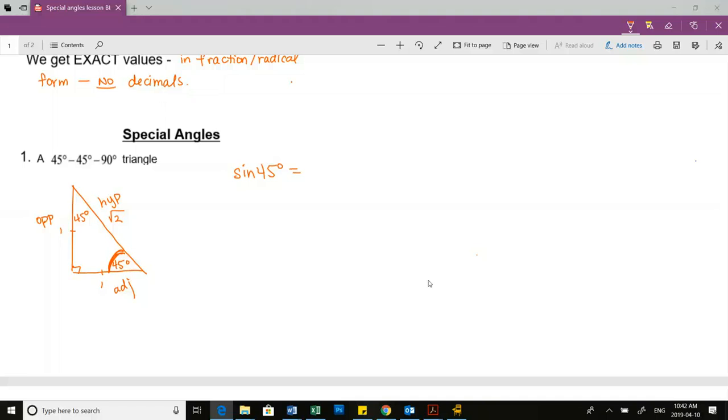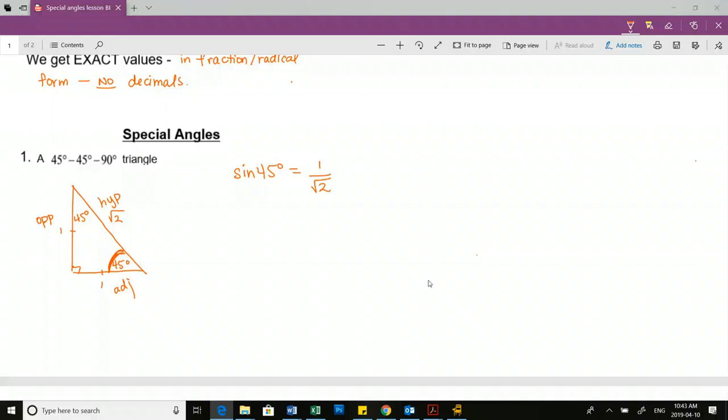Natalie? I thought you just mouthed it. What's opposite over hypotenuse in this triangle? 1 over square root of 2. Yeah. Okay? So in a 45, 45, 90 triangle, any sine of 45 is going to be equal to this.